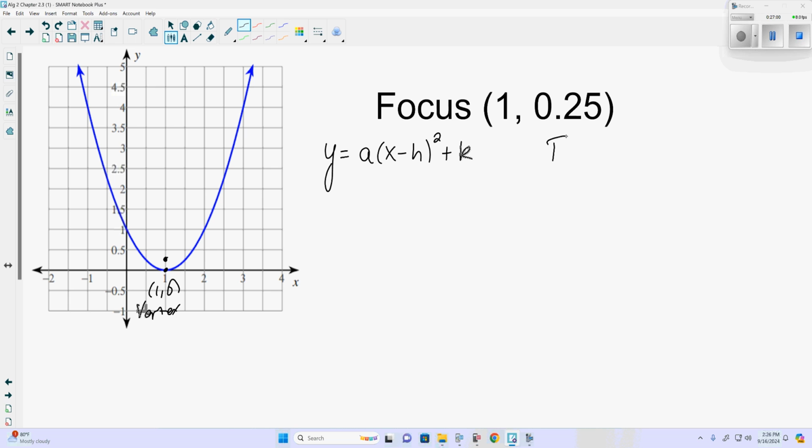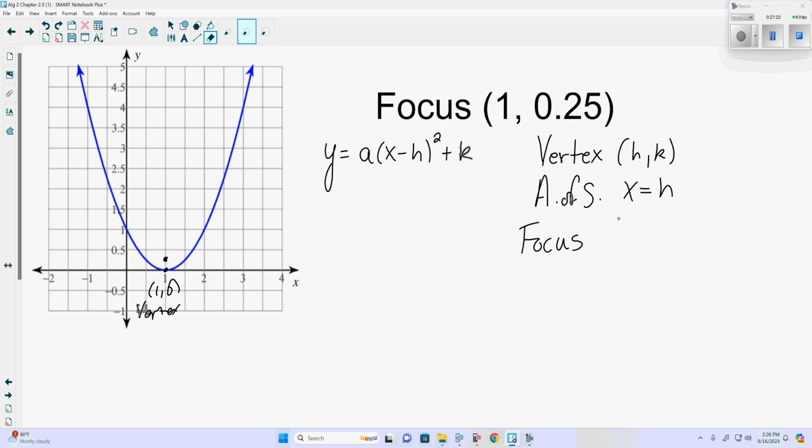Now, the vertex in the general form for y equals is the point h comma k. I'm going to go and list all of them for this here. The axis of symmetry, x equals h. Our focus is the point h comma k plus p. And our directrix is the equation y equals k minus p.